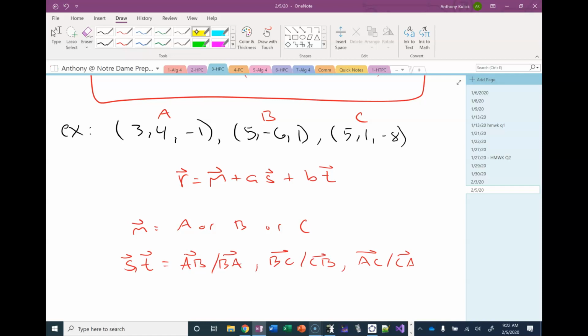But I can't use vector AB and vector BA, right? I can do this one and this one, for example, but I can't do AB and BA. Is everybody okay with that idea? So you have to use all 3 points when making your vectors, basically.